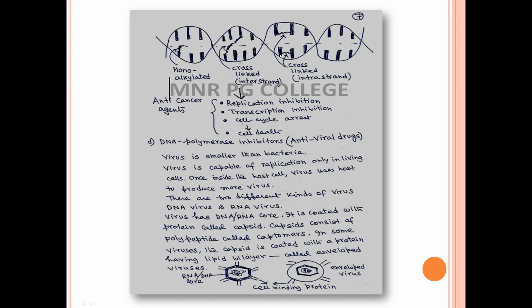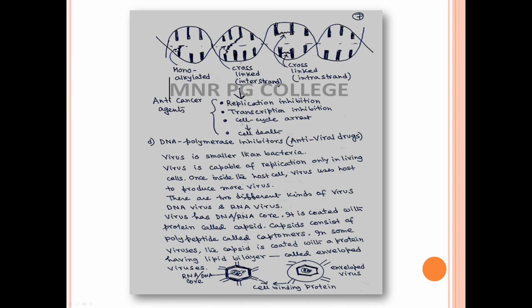So these are all the same strands cross-linking. These are the inter-strand cross-linking, and intra-strand cross-linking. This is the monoalkylation. So in this way, this monoalkylation can be an anti-cancer agent.